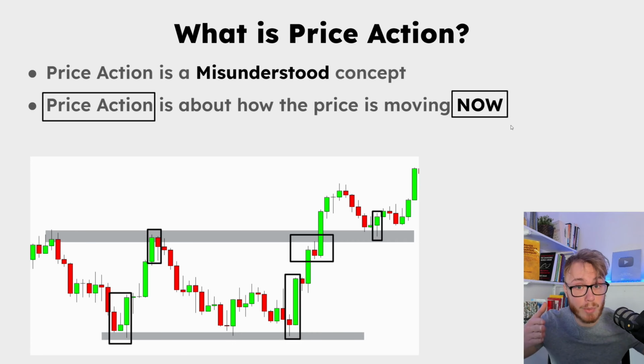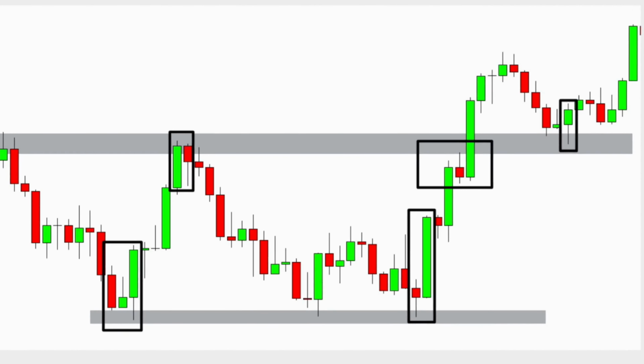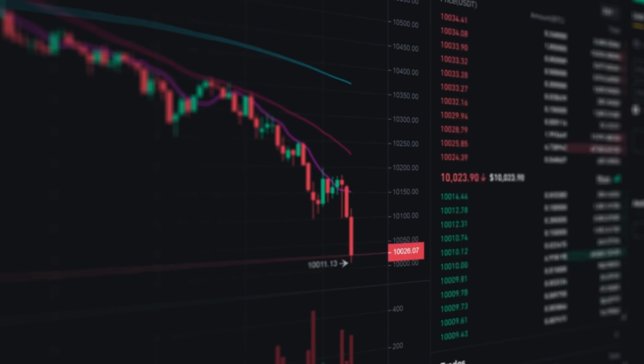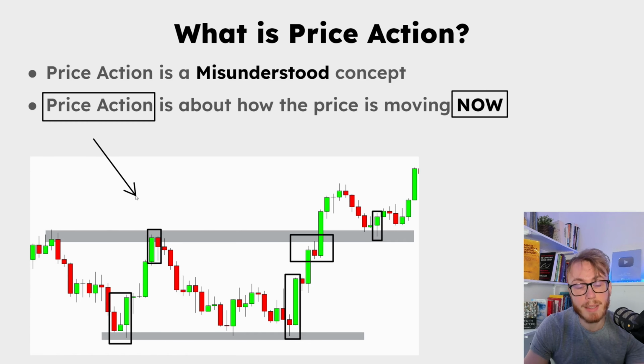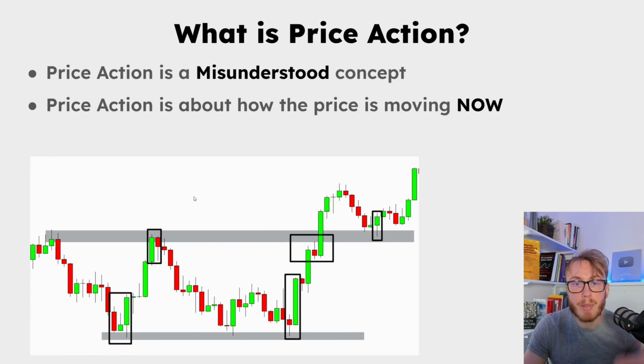So price action is when we really zoom in on the chart and take a look at what the current candle is doing, or what the last couple of candles are doing. So for example, on this image right here, price action is not about finding our support and resistance levels. Price action is more about how the price is reacting to said levels.